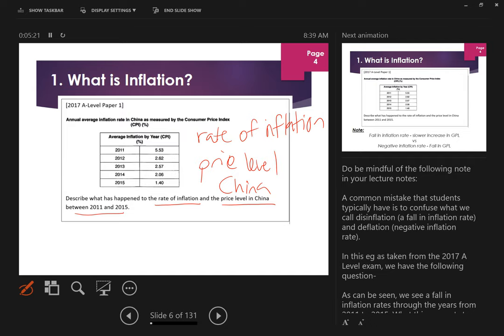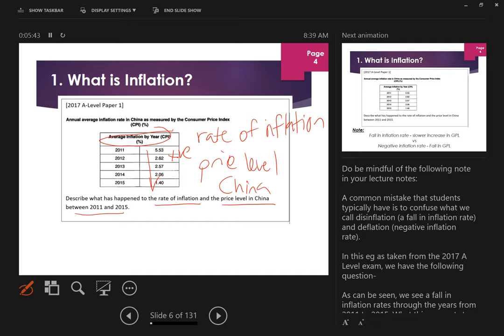This is your consumer price index. You can see all these values here, they are actually positive. If these values are positive, what this suggests to us is that your general price level is actually increasing, and the rate at which it's increasing is at a slower rate.